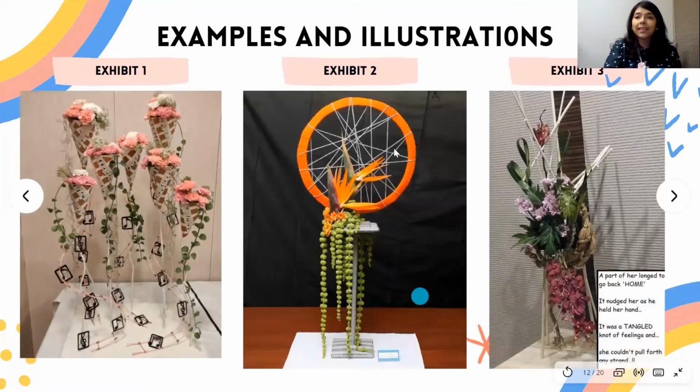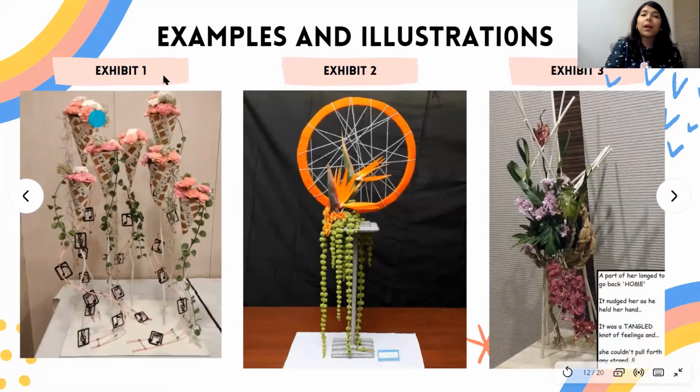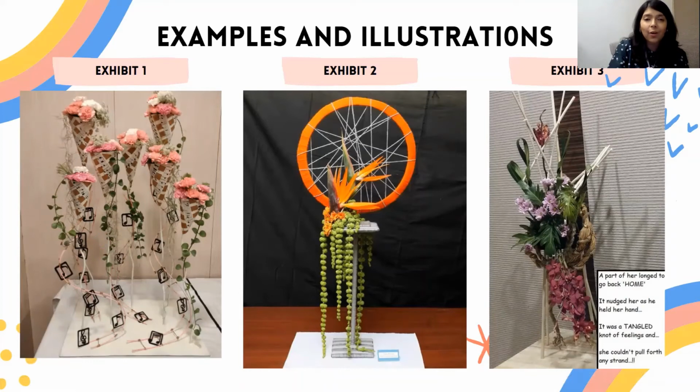Now coming to some examples and illustrations to understand the concepts we have learned better. What you see in exhibit 1 are 7 cones with pink and white carnations depicting waffle cones with strawberry and vanilla flavored ice creams, and the 7 cones denoting the 7 notes of music, the do re mi fa sol la ti, or sa re ga ma pa dha ni sa.